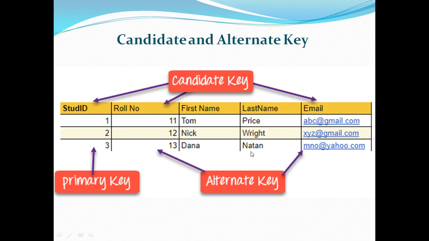Fine. So simply we'll start again. Primary key is a field which uniquely identifies each record. The candidate key is the fields which are eligible to become a primary key, and the alternate key are the fields which are candidate key but not the primary key.